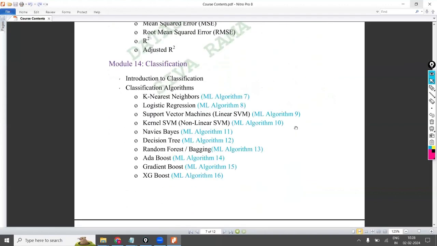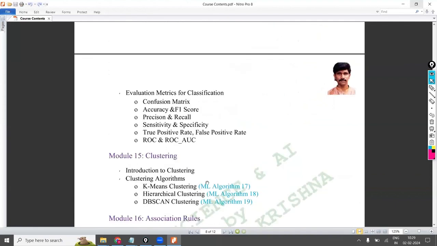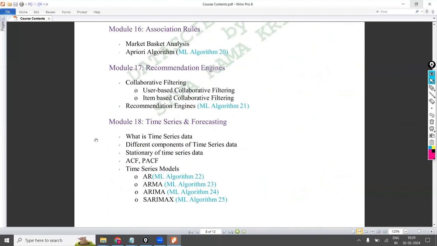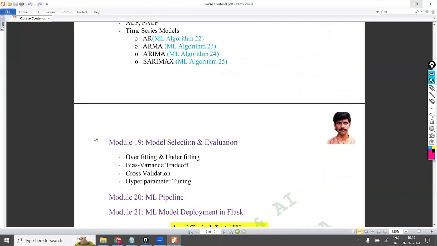In the classification, we are going to learn these algorithms, and the algorithm numbers also have been given very clearly. And from there, we'll move on within the machine learning only. This is also part of the machine learning: clustering, association rules, recommendation engines, and time series. And finally, using all these things, we are going to deploy that model in Flask and in Azure. How to deploy in the cloud technology.